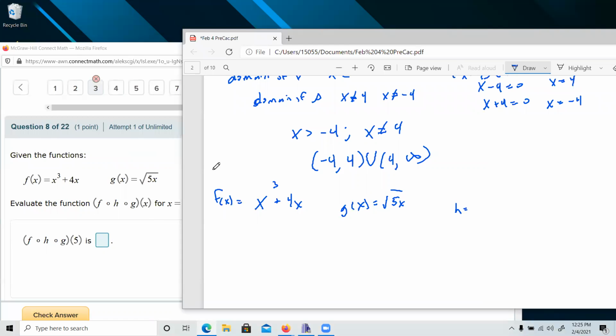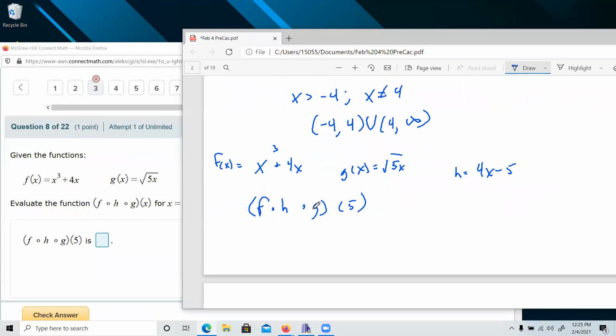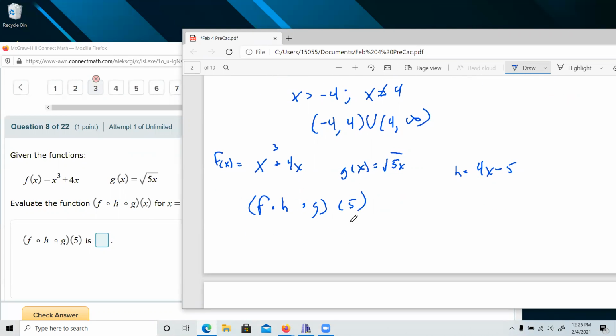And then h is equal to, what's h? 4x minus 5. And we want f circle h circle g of 5. You have some choices if you wanted to solve this problem. We could figure out what g of 5 is. So we have f, we have h, we have g. We're going to feed g of 5 and get an output, feed that output to h and get another output, and then feed that output to f and get the last output. That's a legitimate way to do this.